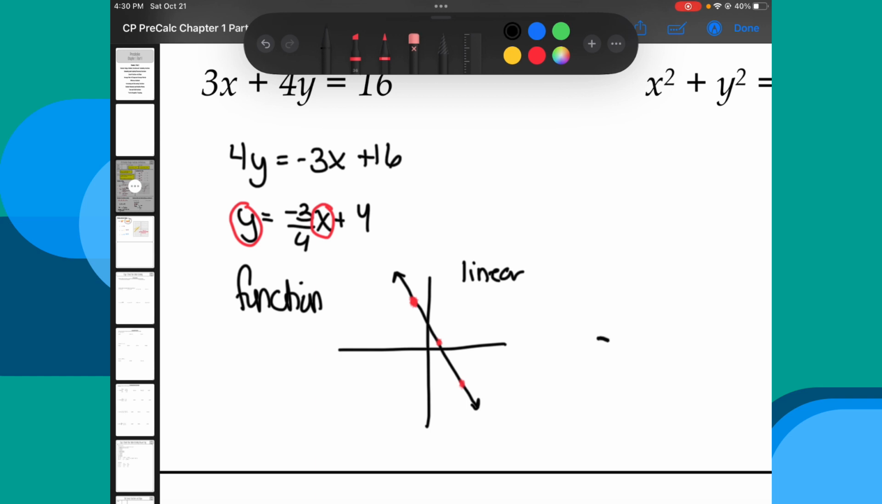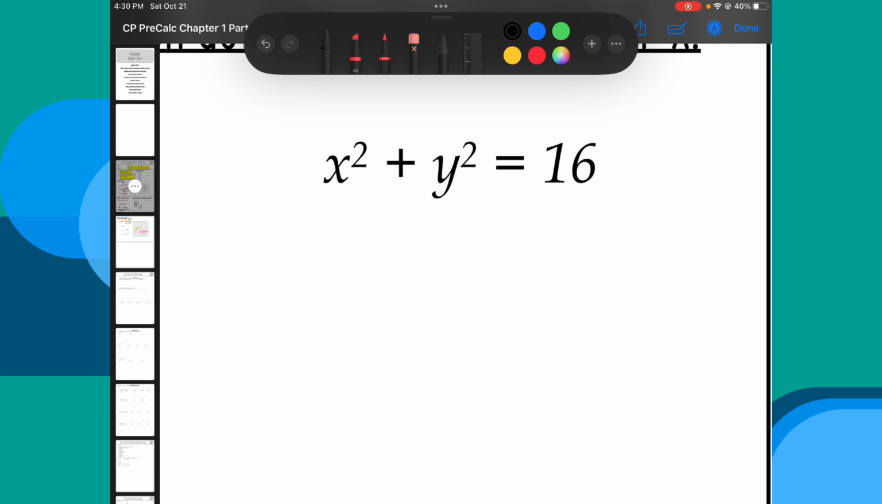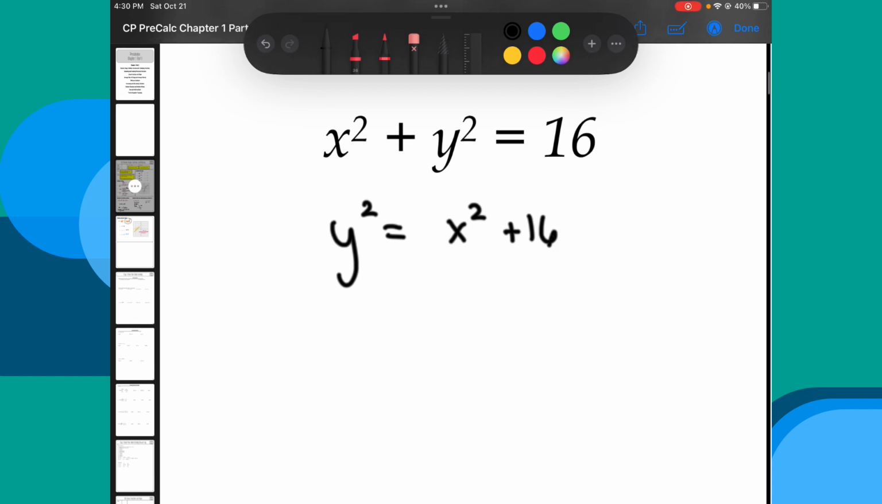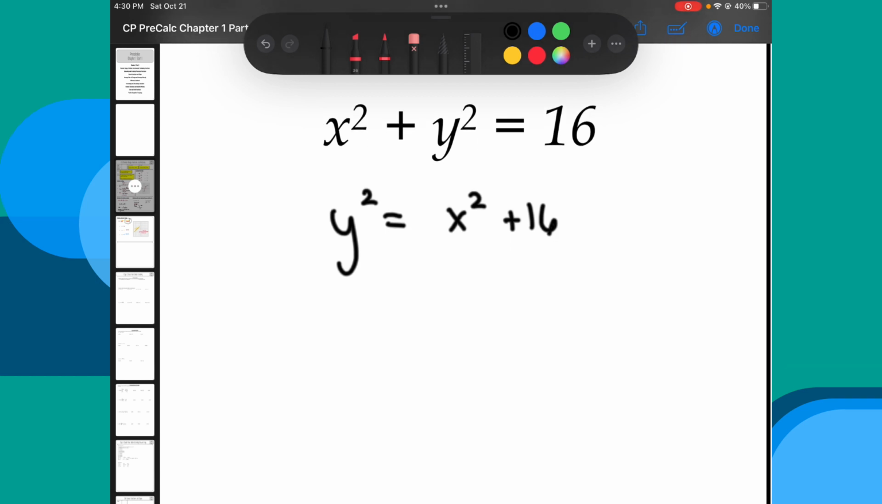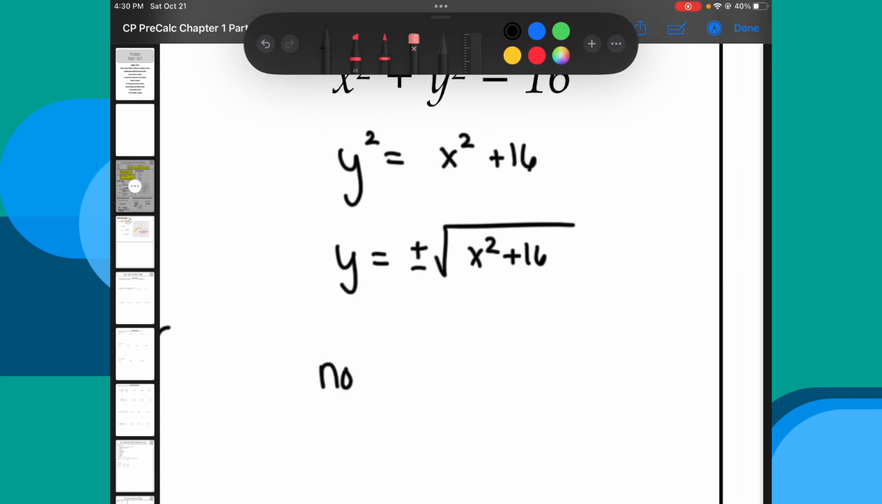Let's take a look at the second example. So again, we're going to isolate y. I'm going to subtract x from both sides. I get y squared is equal to x squared plus 16. I'm going to isolate y, so now I have to take the square root. So we get y is equal to plus or minus the square root of x squared plus 16. Now this is not a function.